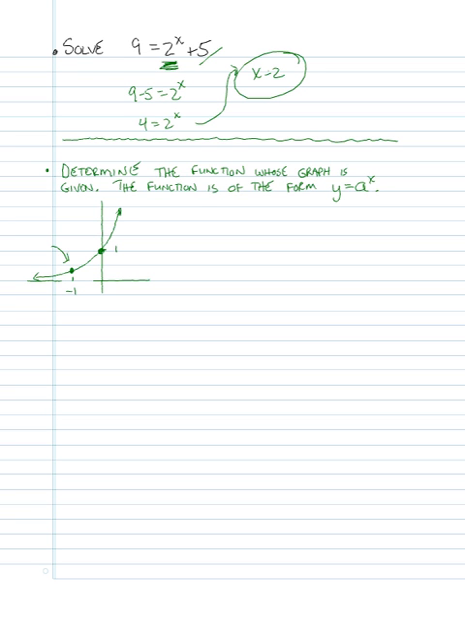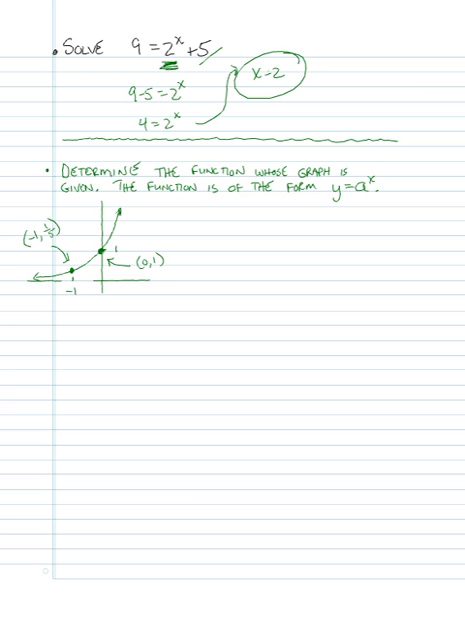The function is of the form y equals some constant a to the x power. And we also know two other things. We're given 2 points that are on the graph. The point that I've pointed out here has an x value of -1 and a y value of 1/5. And the other point that we're given is the point that we see right here, and that has an x value of 0 and a y value of 1. Okay, those are the two pieces of information we're given.